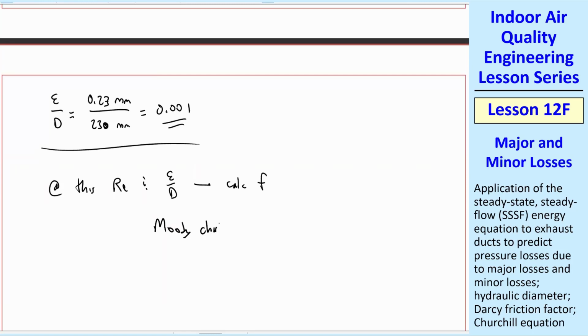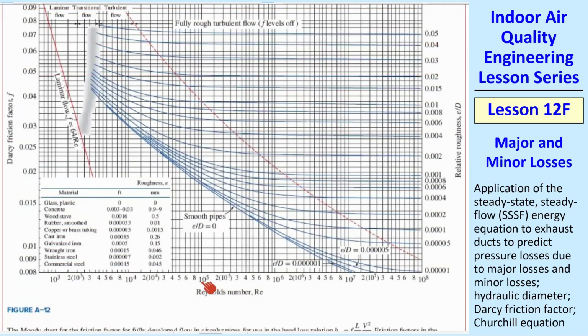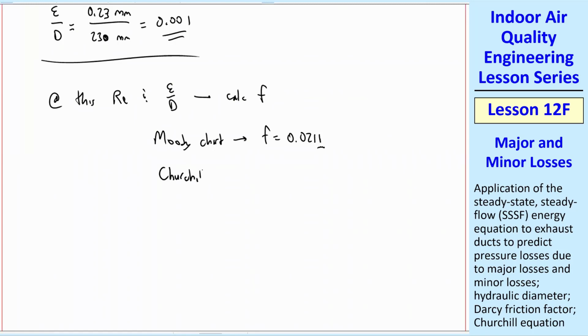From the Moody chart, just a quick and dirty estimate, I get f is 0.0211. This is 10 to the 5th right here. This is 2 times 10 to the 5th. So 1.845 would be somewhere about here. And so you come up until you find epsilon over D is 0.001. You go across, I called it 0.0211. It's much better to use the Churchill equation. You get f equal to 0.0213. That's the f I will use because it's more accurate.